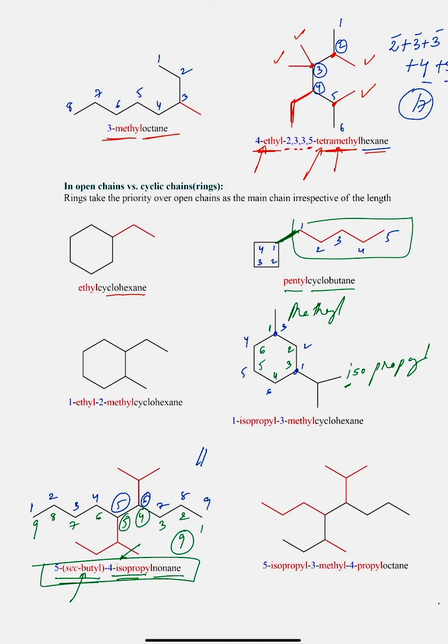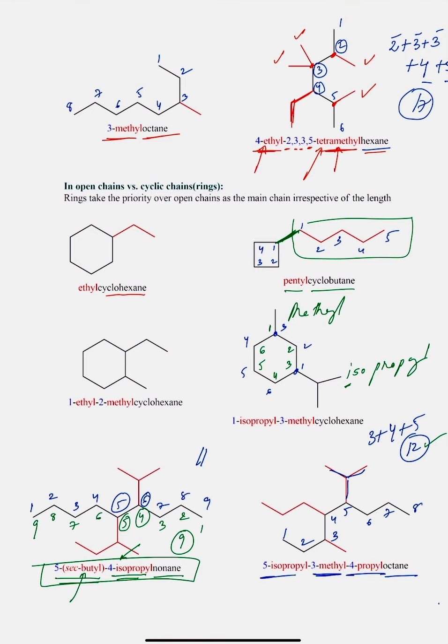Now, after choosing the black line, how should I number? Let me start numbering here. 1, 2, 3, 4, 5, 6, 7, 8. So what's the name? It's octane because it has 8 carbons on the longest chain. And there is a methyl group on carbon 3, so it's 3-methyl written here. There is an isopropyl group at carbon 5. This is an isopropyl group, so 5-isopropyl is written. And then there is a normal propyl group at carbon 4, so it's 4-propyl.